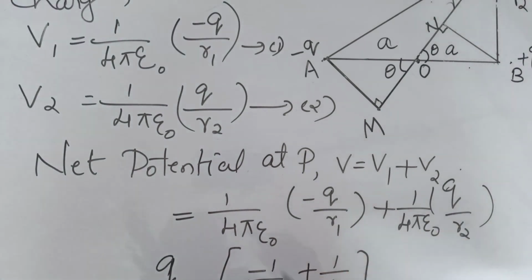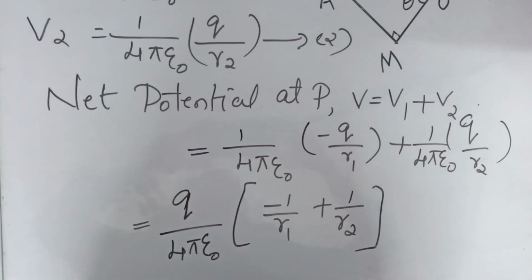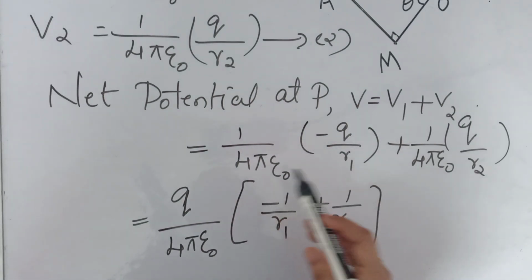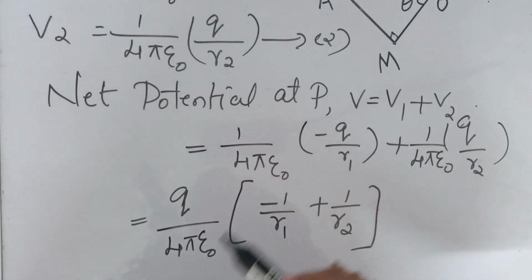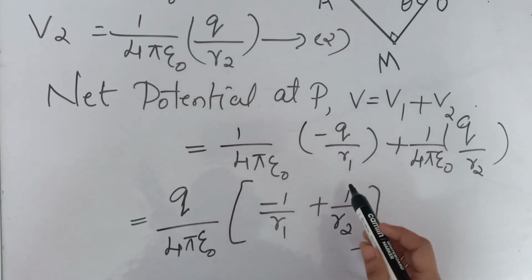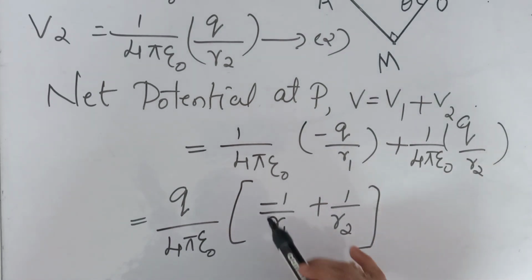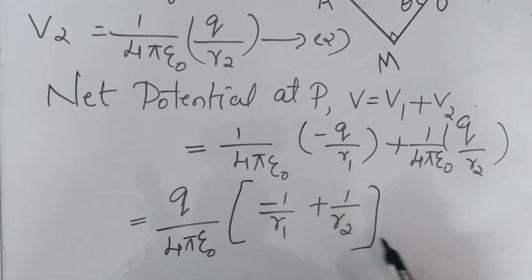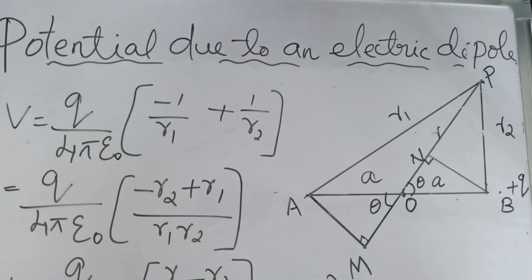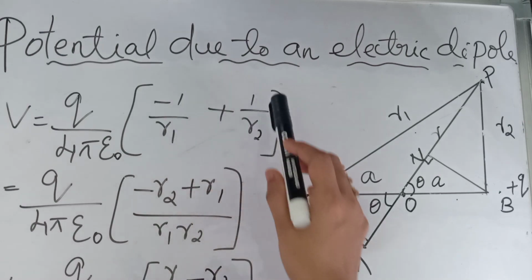Now what are the quantities coming as constant? Constants are Q by 4 pi epsilon 0. That will be taken outside the bracket, that is Q by 4 pi epsilon 0. And now the remaining equation is minus 1 by R1, plus 1 by R2. So minus 1 by R1 plus 1 by R2 is coming within the bracket. Clear? Now we have to simplify the equation. V is equal to Q by 4 pi epsilon 0 into minus 1 by R1 plus 1 by R2.